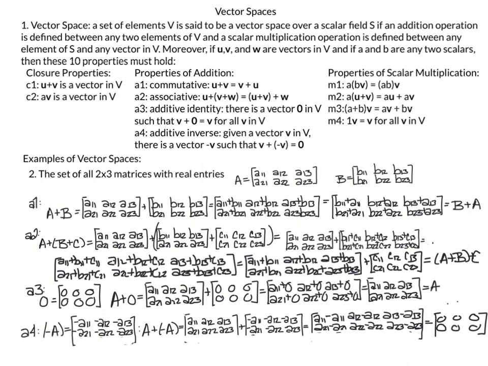So next we'll look at associativity. So I have A plus B plus C. Here I have B plus C grouped together, and then I have them added together, and I have A over here.